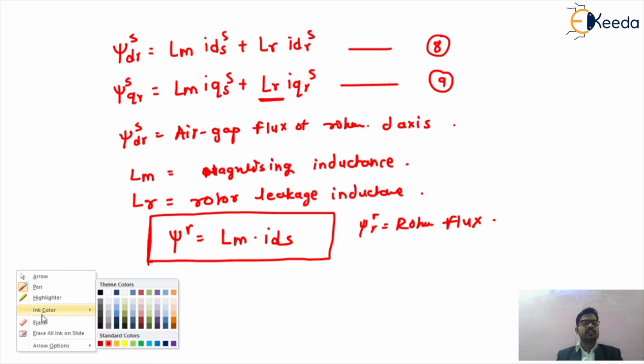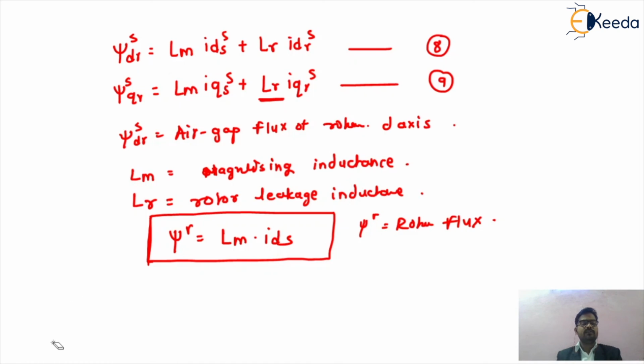From this equation we are getting a very important term: psi r, the rotor flux, is directly proportional to the current ids, the d-axis component of current. So we get this very important relationship. By changing the value of ids, we can control the value of the rotor flux, obviously with the help of the rotor angle.